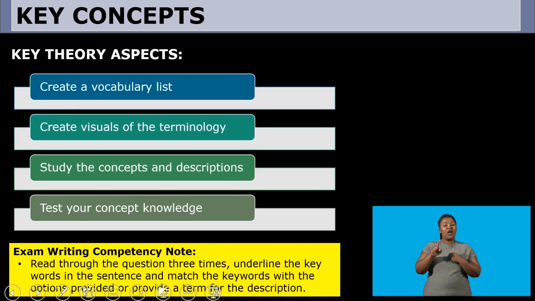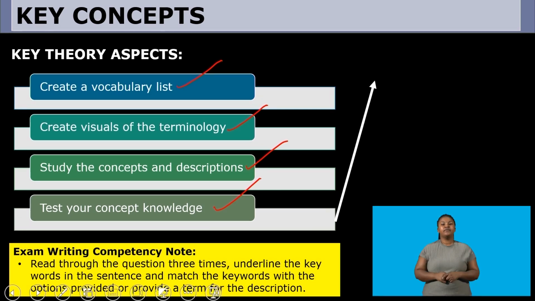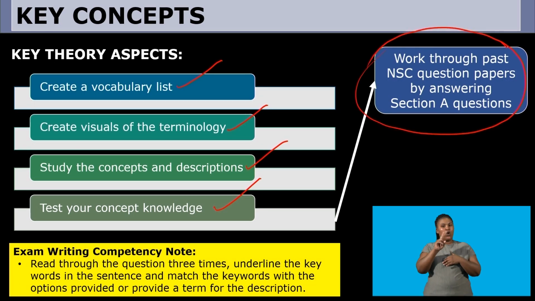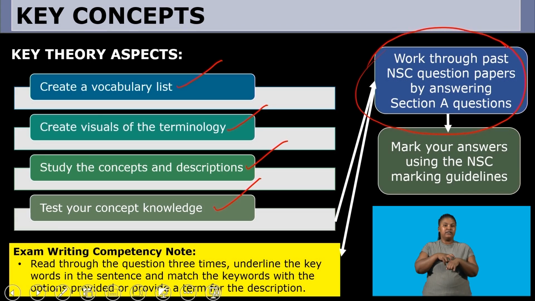So what you have to do: create your vocabulary lists, create visuals of the terminology, study your concepts and descriptions, then sum up by testing your concept knowledge. To do that, you have to work through past NSC question papers by answering section A questions. Then after that, you have to mark your answers using the marking guidelines to see how well you have been doing in answering the questions related to the concepts.